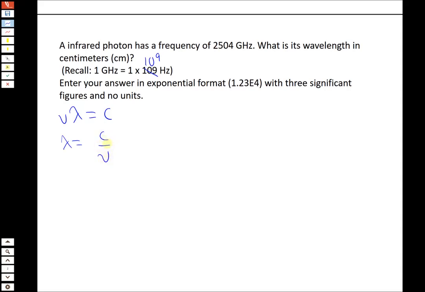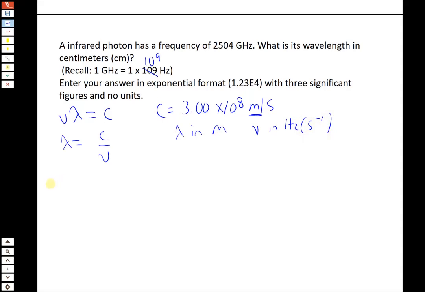nu, the frequency. Now the issue here, though, is we have to make sure that we're using things in the correct units because c is our speed of light constant, which is 3 times 10 to the 8th meters per second. So everything we do in here, we need to have wavelength in meters. That's what we're going to be solving for. And then our frequency nu needs to be in hertz, which is the same as inverse seconds, so seconds to the minus 1. So here the frequency is given in gigahertz.